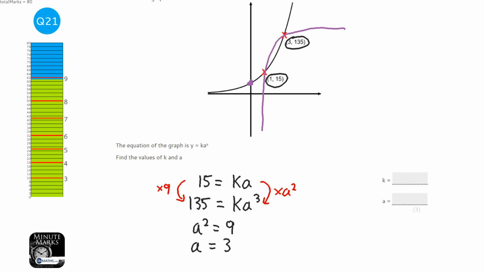So anyway, I then use that a in the first equation, so 15 equals k times a, well that's going to be 3k, and then divide both sides by 3, and you get k equals 5. So k equals 5 and a equals 3, and I just need to check that. So let's do the second equation, so 5 times 3 cubed. So 5 times 3 cubed is 135, so I know I've got it right.